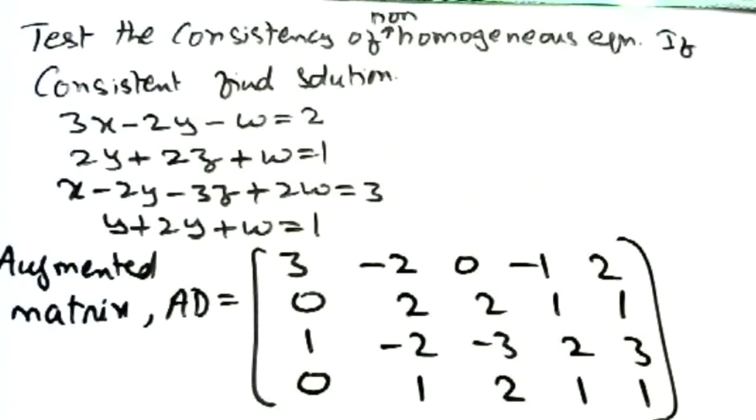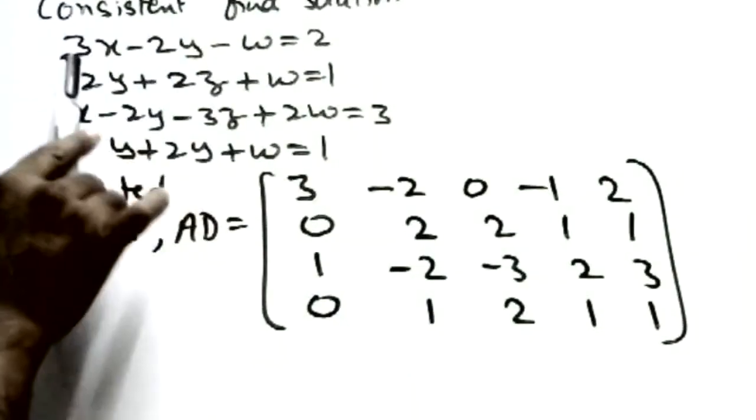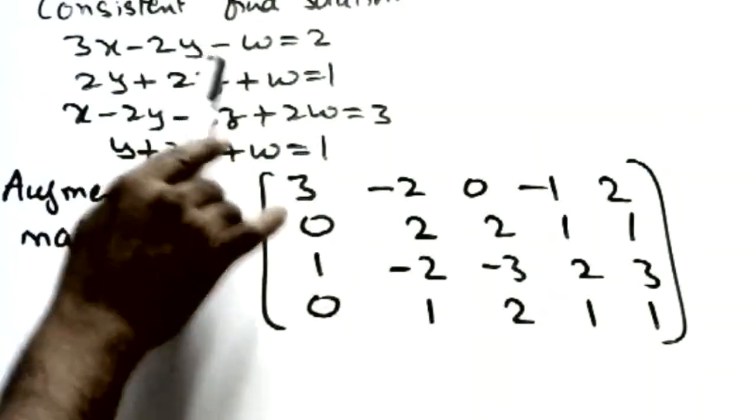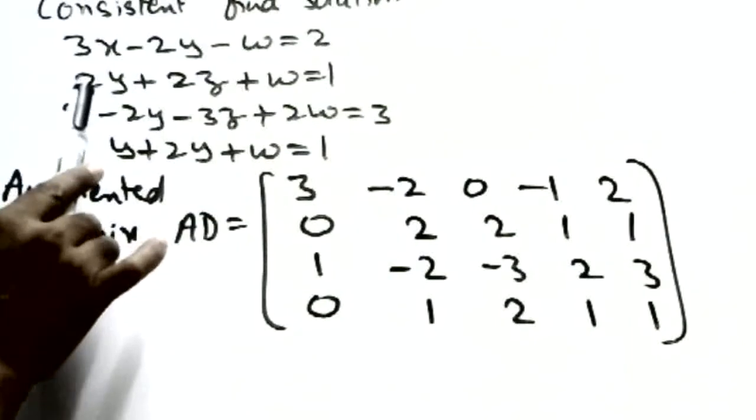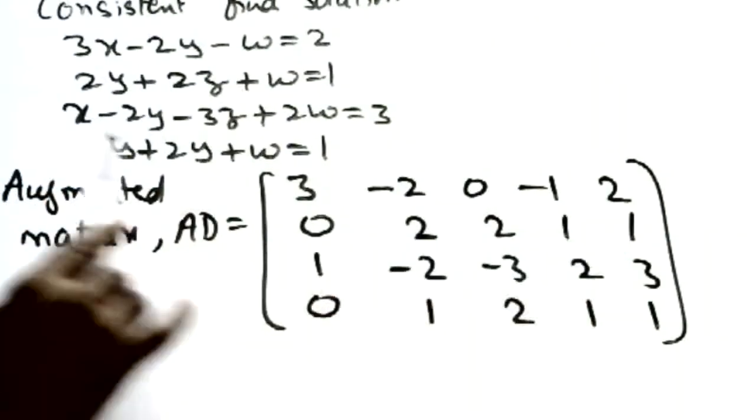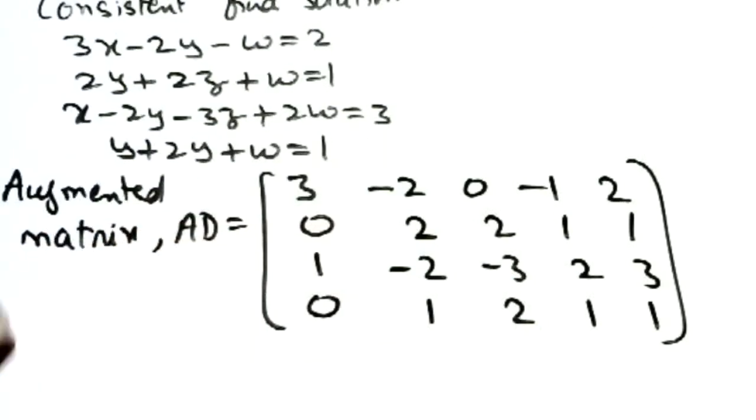Test the consistency of non-homogeneous equations. If consistent, find the solution. Now in this question we have 4 variables, x, y, z and w. Let me write the augmented matrix. See here, x is 2, 3, minus 2. Here we don't have z, so write 0. W coefficient is minus 1, equals 2. Here we don't have x, so write 0. Y: 2, 2, 1, 1. Then 1, minus 2, minus 3, 2, 3. Here also we don't have x, so write 0.